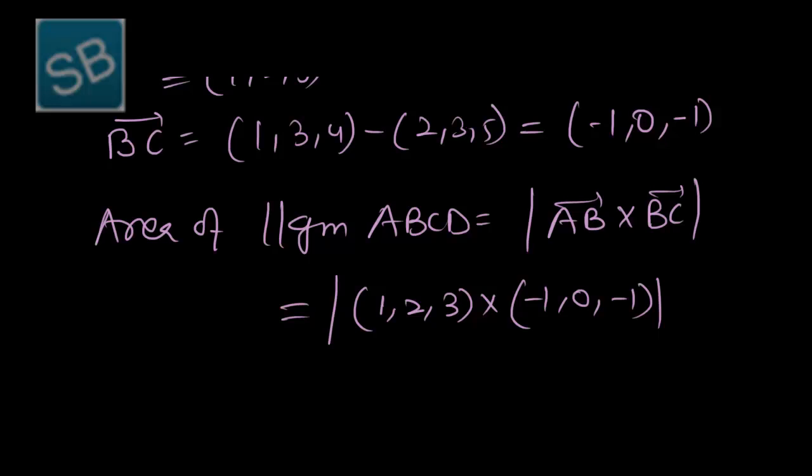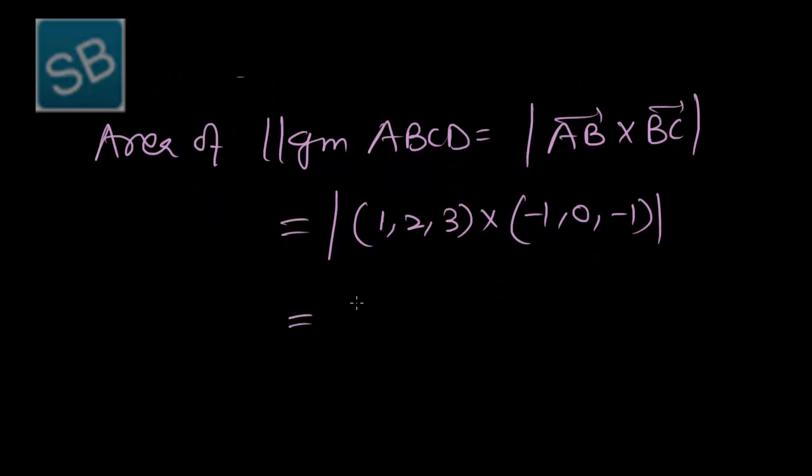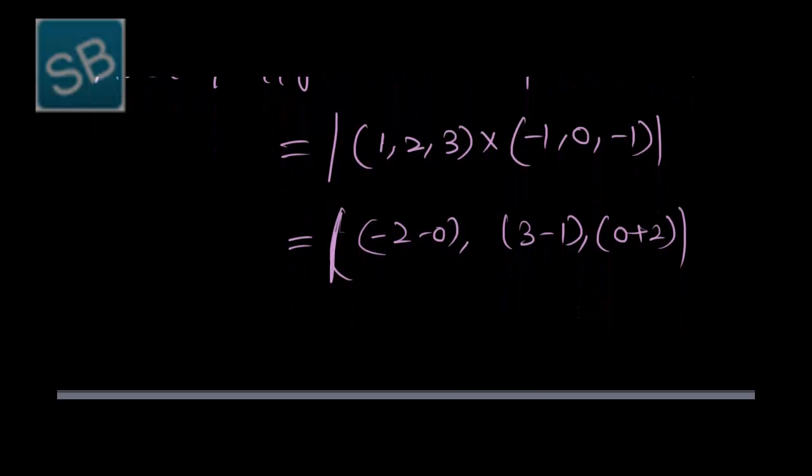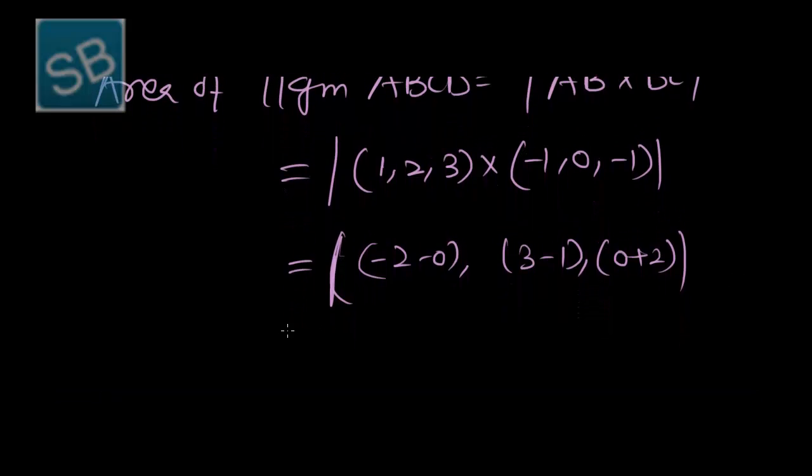On solving we get minus 2 minus 0, comma 3 minus 1, comma 0 plus 2, by making its determinant. We know how we can find out the cross product of two vectors. So we get (minus 2, 2, 2). Now we have to find the magnitude of this to get the area of the parallelogram.